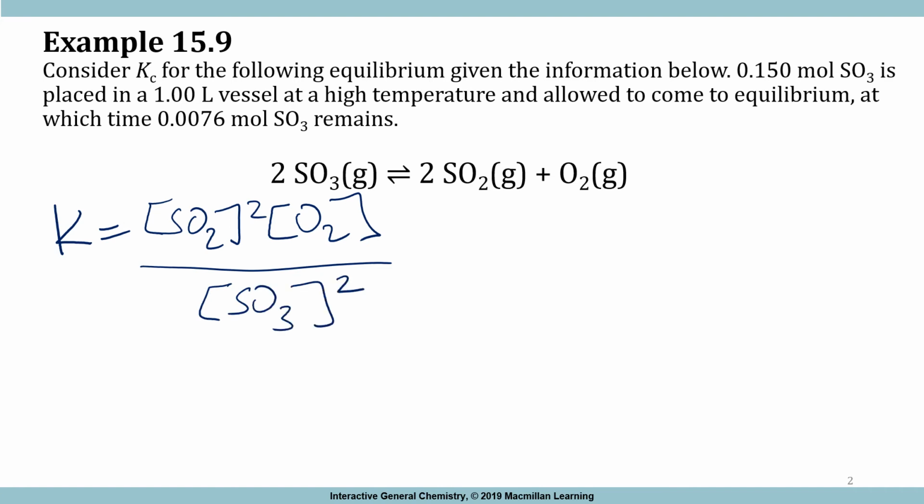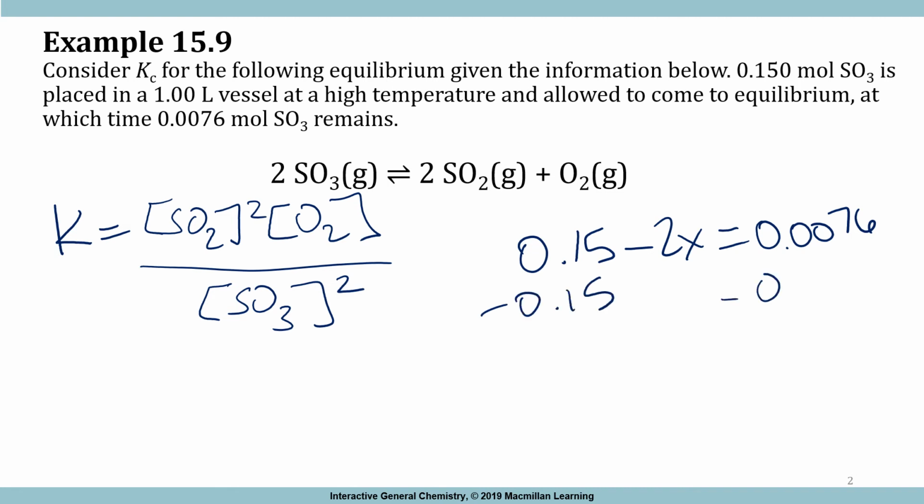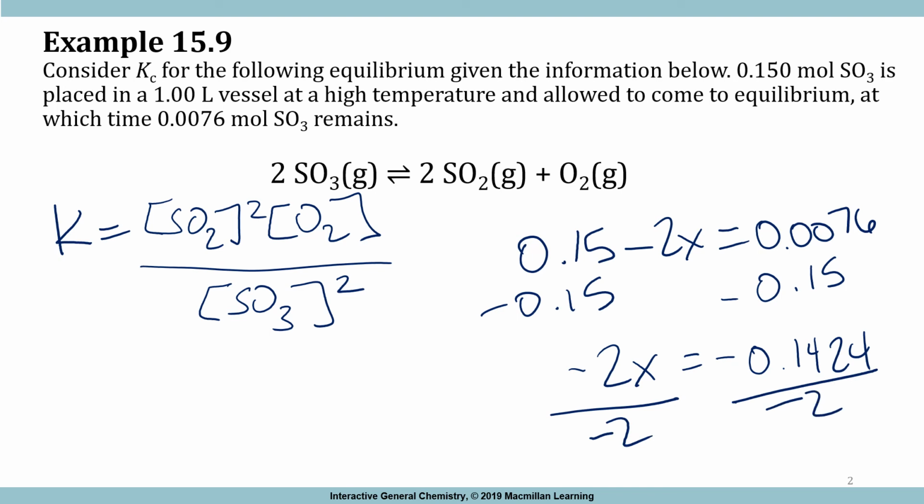Okay, and we know that for SO3, 0.15 minus 2x is equal to 0.0076. So I'm going to subtract 0.15 on both sides, and I get minus 2x is equal to negative 0.1424. So I'm then going to divide by negative 2 on both sides, and x is equal to 0.0712. Okay, now we can figure out what our K value is so we can plug in x for everything.